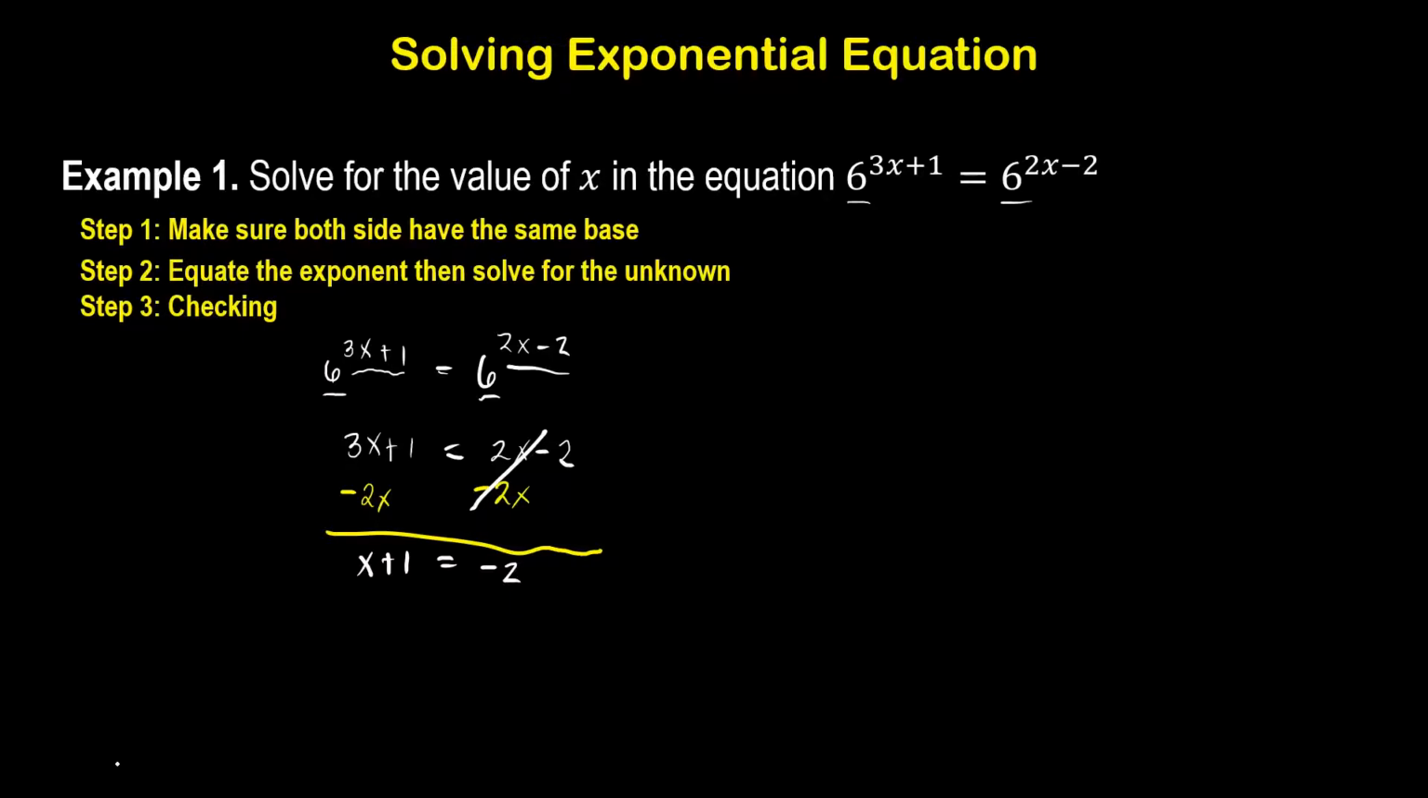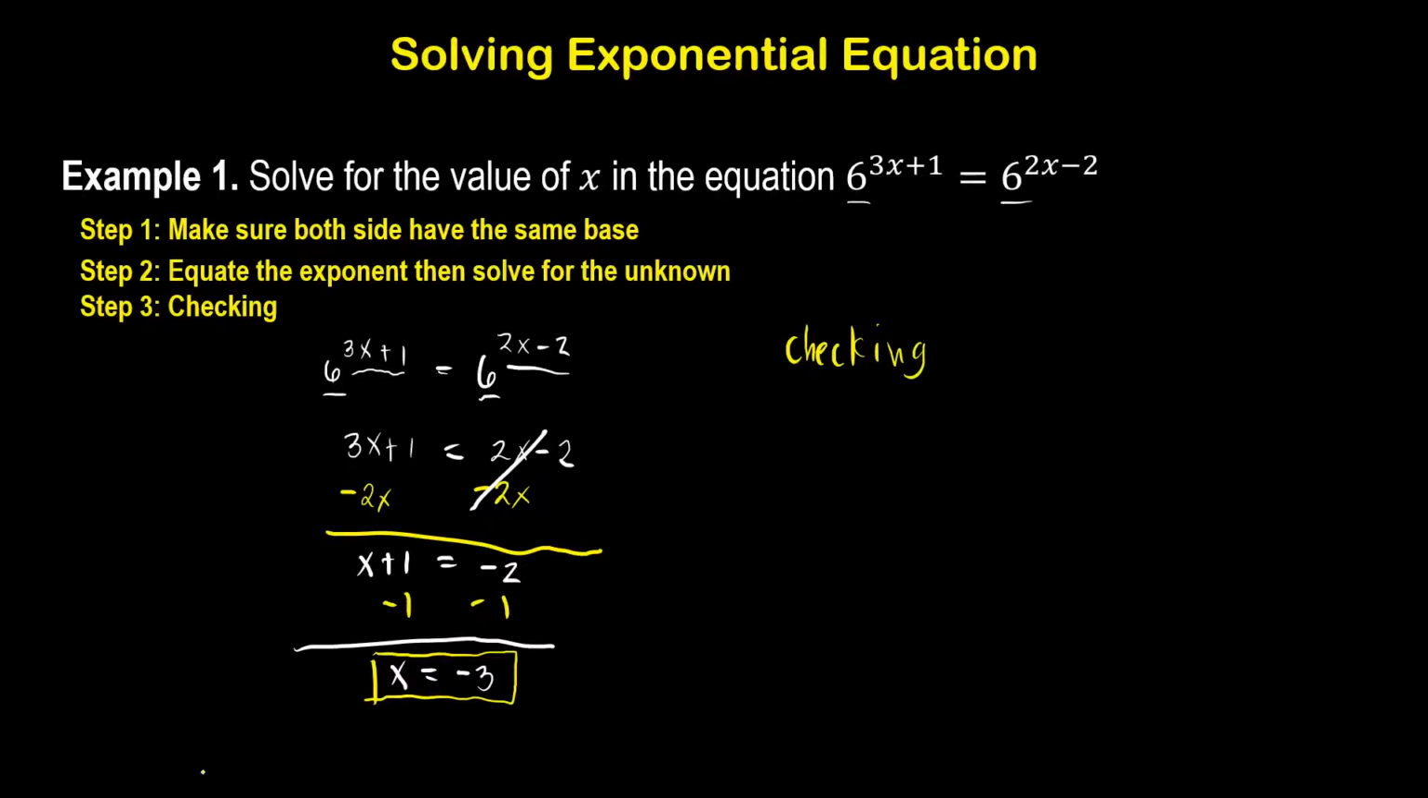Then, of course, to solve for x, ang next natin gagawin dito is to add both sides by negative 1, to isolate the x or to solve for the x variable. So, that leaves us with the final answer with x is equal to negative 2 plus negative 1, that's equal to negative 3. So, that means ang value ng x natin is equal to negative 3. Now, to make sure that this is correct, we do the checking. That's our third and last step.